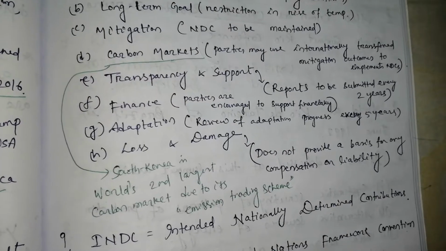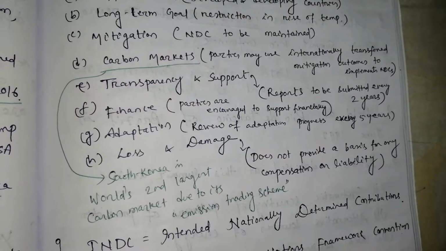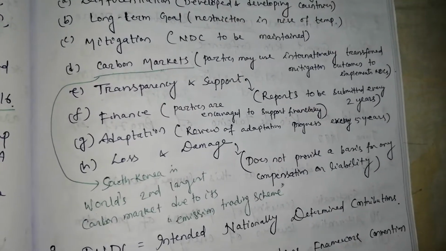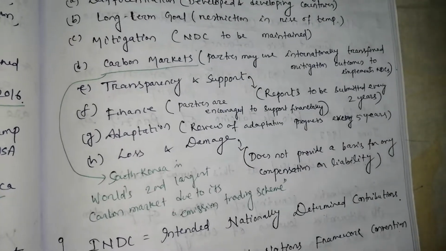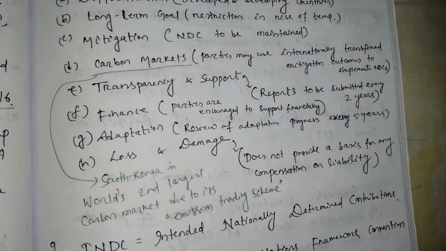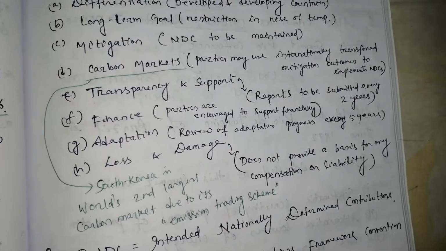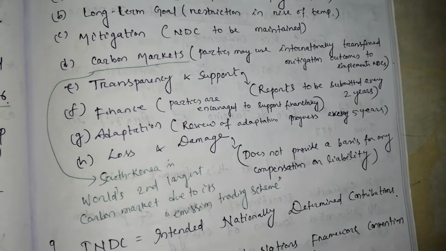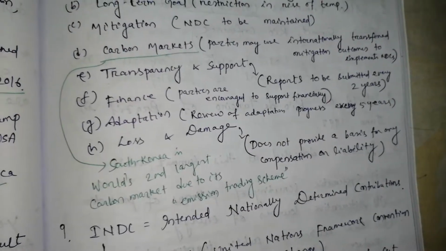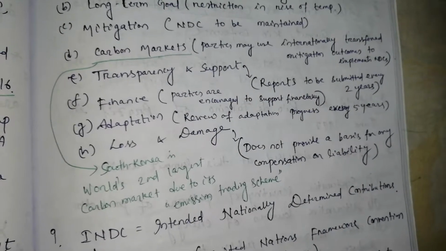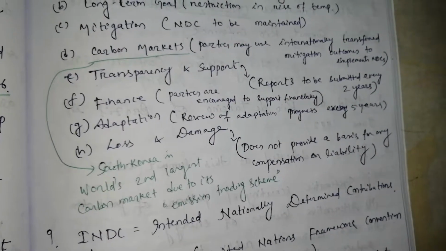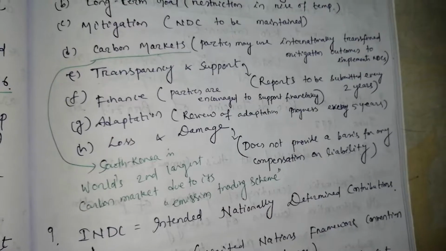Then E. Transparency and support. That means reports to be submitted every 2 years. Then comes F. About finance. Parties are encouraged to support financially. Then comes G. This is adaptation. This is about review of adaptation progress every 5 years.